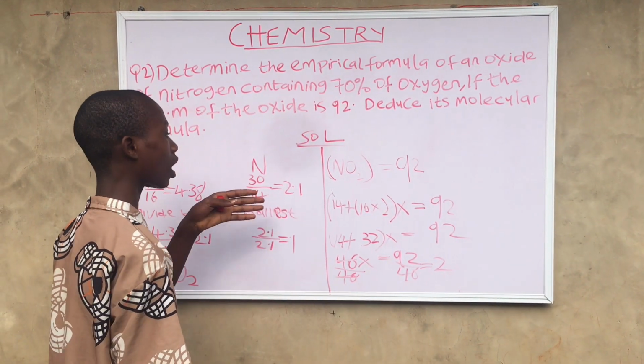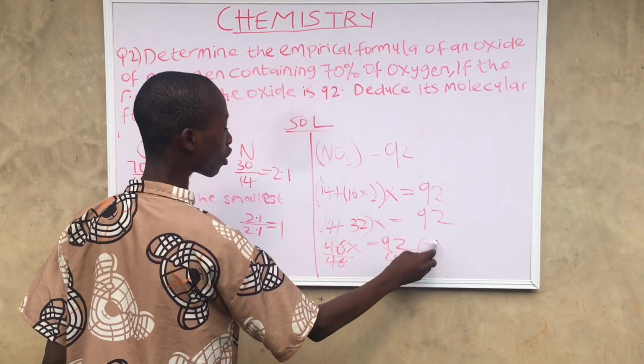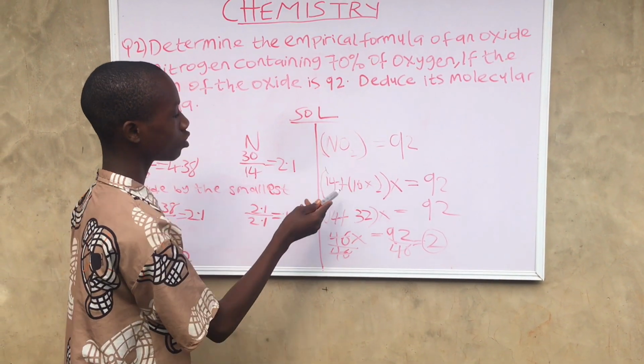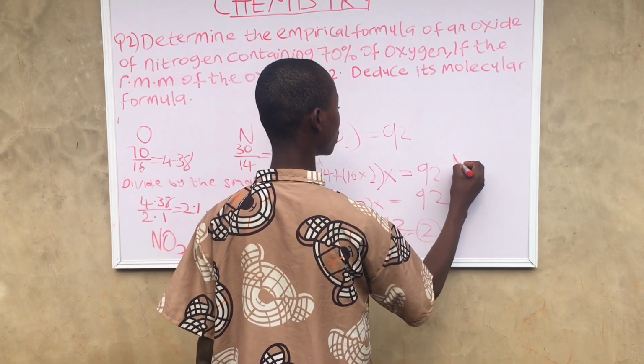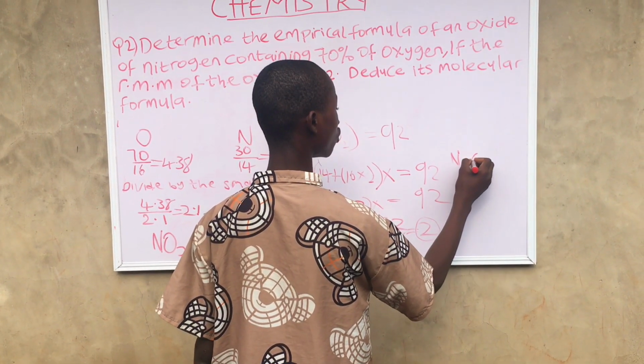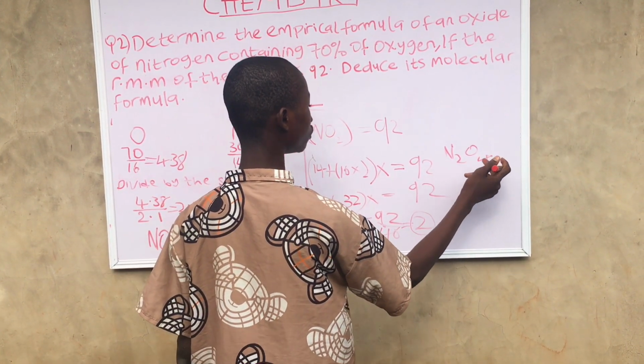So to get our molecular formula, because of our answer, we are going to multiply the empirical formula by 2. Nitrogen, we have N2, and oxygen, 2 times 2, that's 4. So N2O4.